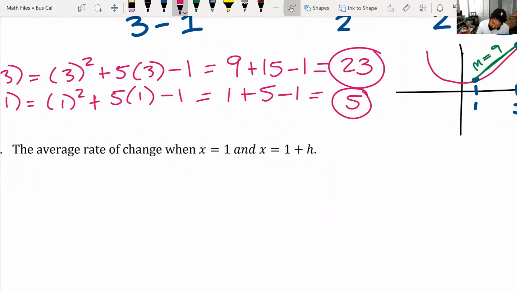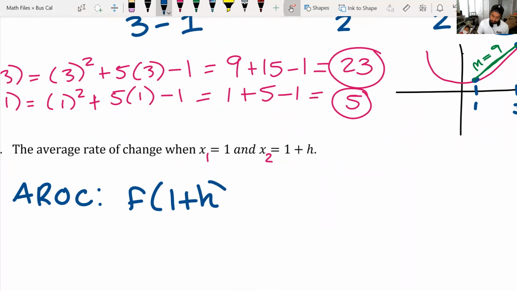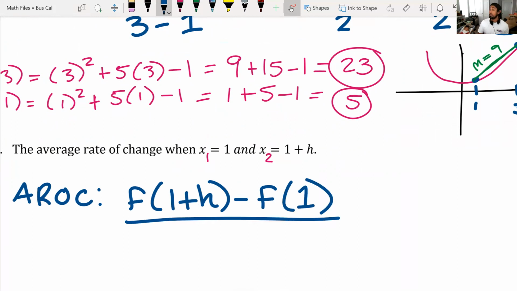This will be x1, x2. Then do the average rate of change. And we'll have f of x2, which is 1 plus h, minus f of x1, which is again 1, all over x2, which is 1 plus h, minus x1, which is 1.